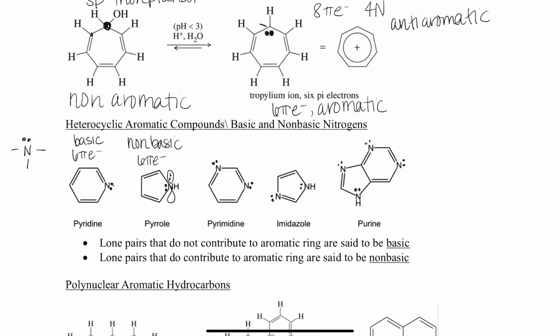Therefore, we do not count them whenever we're counting our pi electrons. But in pyrimidine, here we have 2, 4, 6. That lone pair is not going to participate because it's basic. Then we have 2, 4, 6, 8, 10 pi electrons in our purine because we have that one non-basic nitrogen lone pair.